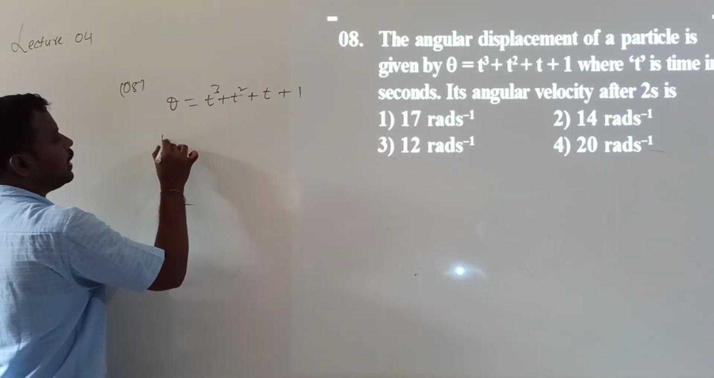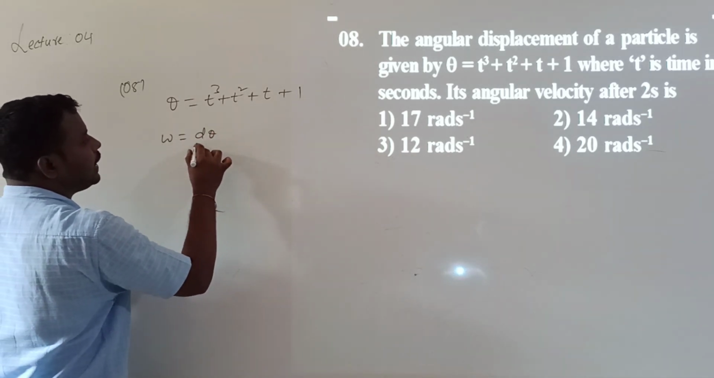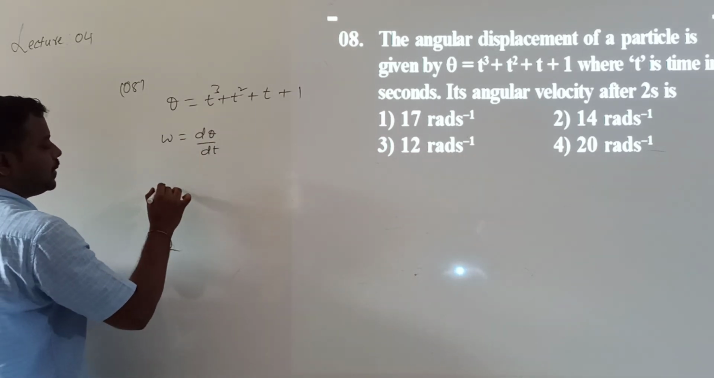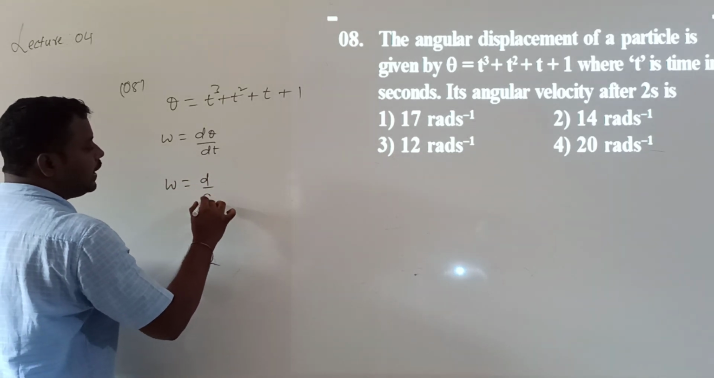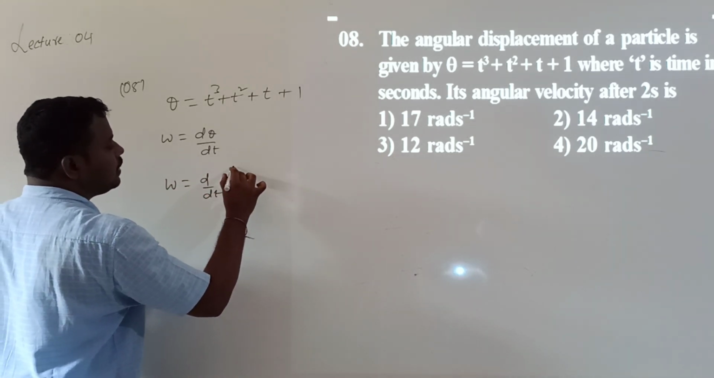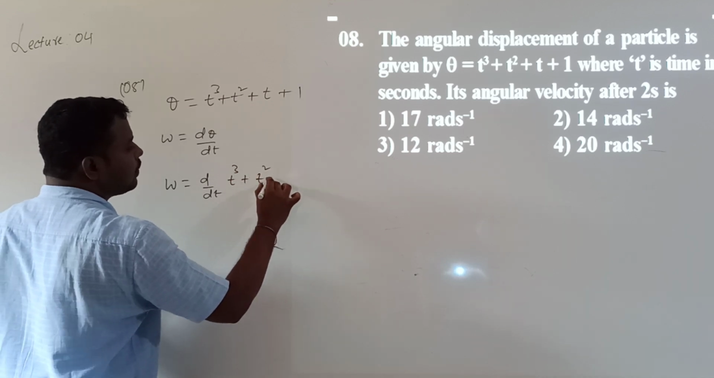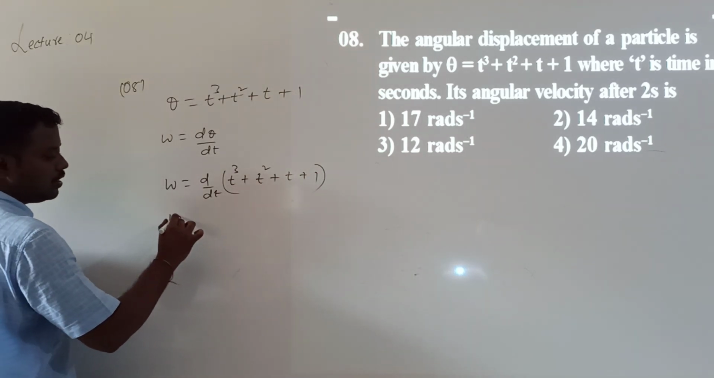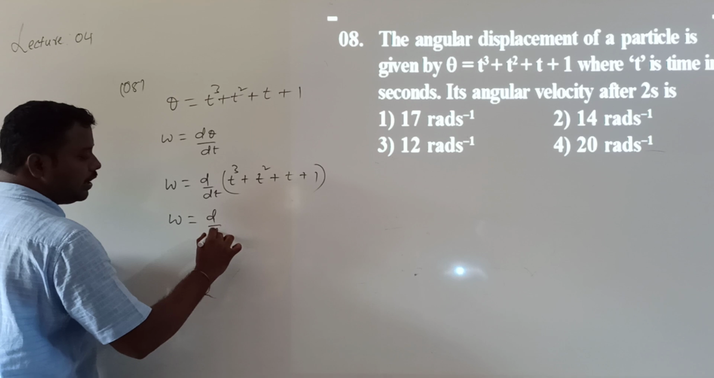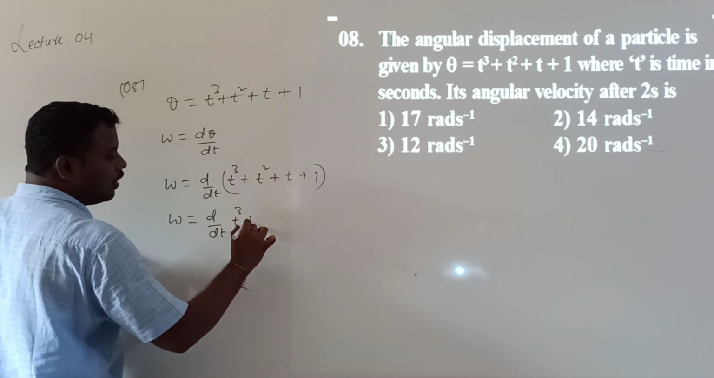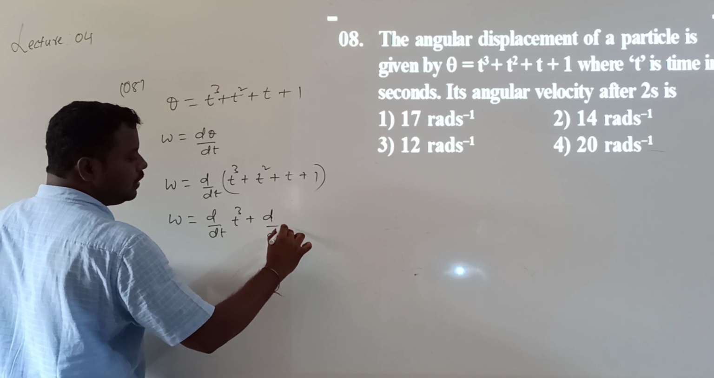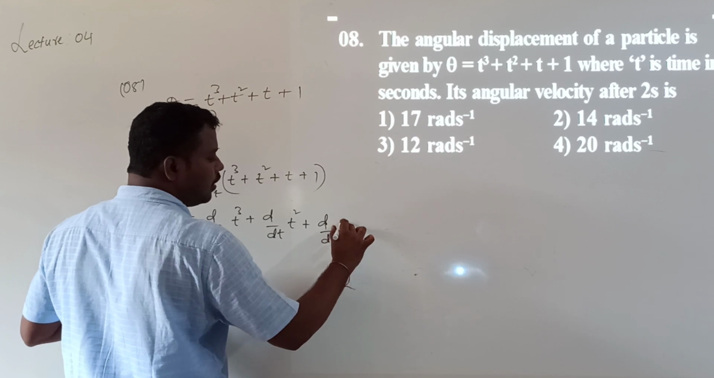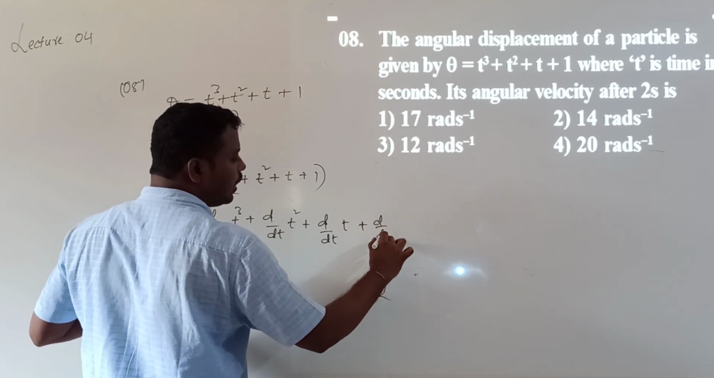So we know that angular velocity omega is equal to d theta by dt. This is the instantaneous angular velocity, the rate of change of angular displacement. Then the omega value is d by dt of t cube plus t square plus t plus 1. Then apply differentiation, what will I get? Separately, d by dt of t cube plus d by dt of t square plus d by dt of t plus d by dt of 1.